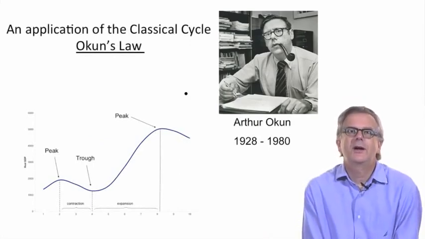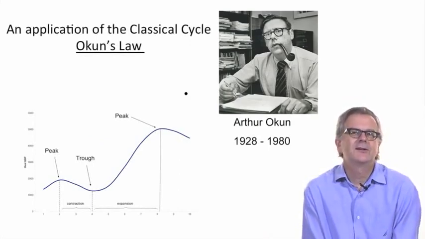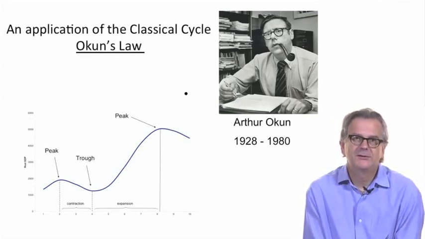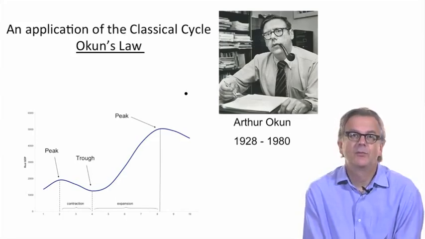And to provide a framework, at least initially, for thinking about these issues, I want to introduce you to a very famous, though very simple piece of economic analysis known as Okun's law. Now, Okun's law takes its name from Arthur Okun, who was one of President John F. Kennedy's main economic advisors.